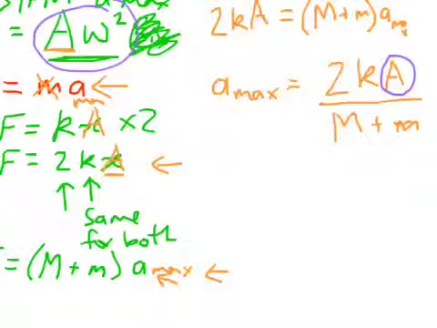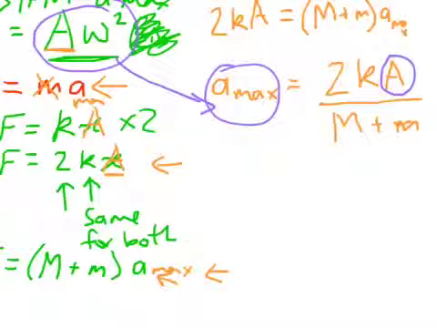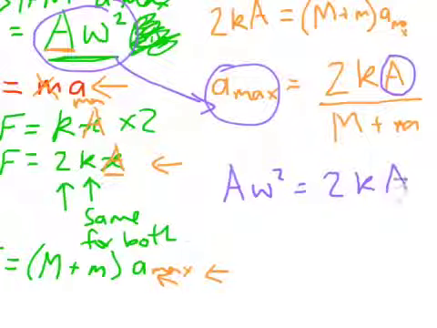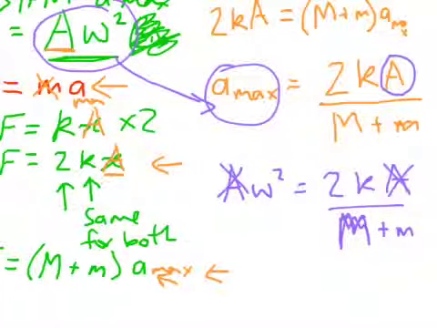It's going to be easier if we substitute this in for A max, and then we can cancel out the A's, and we've got omega squared, and we will be able to do something with that, which you'll see shortly. So A omega squared equals 2kA over big M plus little m. So cancel those out, and we get omega squared equals 2k over M plus m.